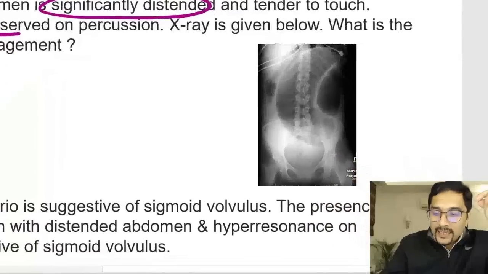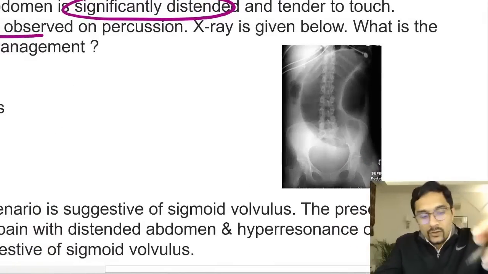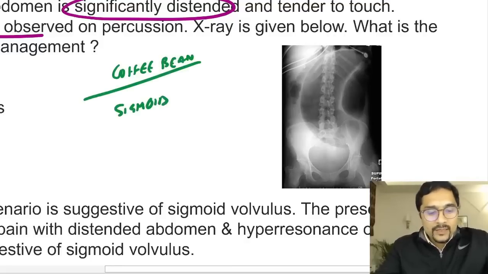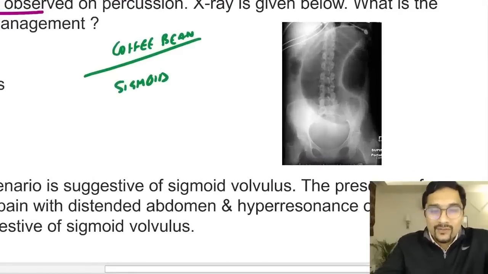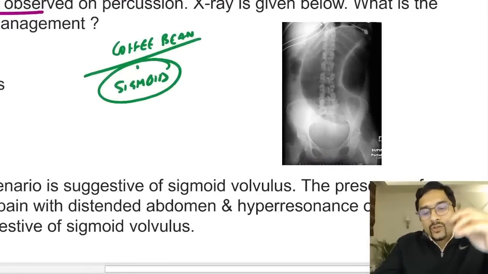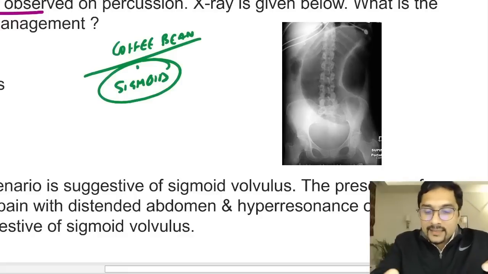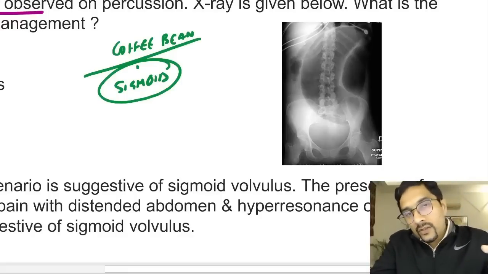Right, so if you see the X-ray in this case, this is a typical coffee bean sign, which is suggestive of sigmoid volvulus. Now, some of you were asking why isn't it cecal volvulus? Let me explain why this is a case of sigmoid volvulus.